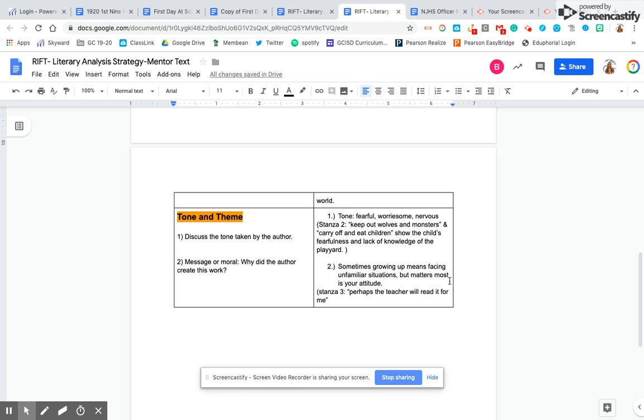And so we kind of came to the conclusion, as you can see on number 2 here, that the theme is something along the lines of sometimes growing up means facing unfamiliar situations, but what matters most is your attitude. So in the end, having that positive attitude to carry forward with him through to this unfamiliar place. And we assumed here that this is probably a little kindergartner starting school for the first time, with a lot of new situations facing him.